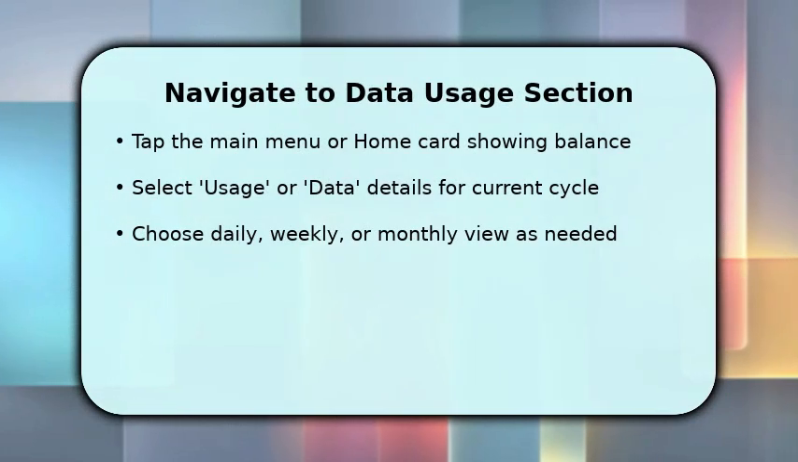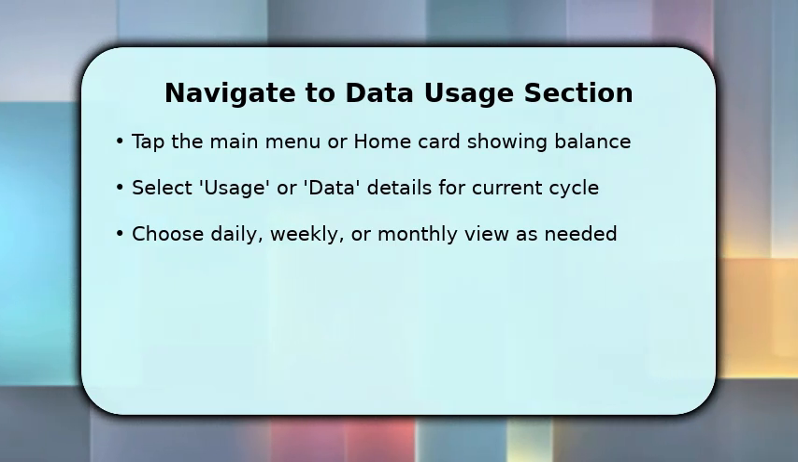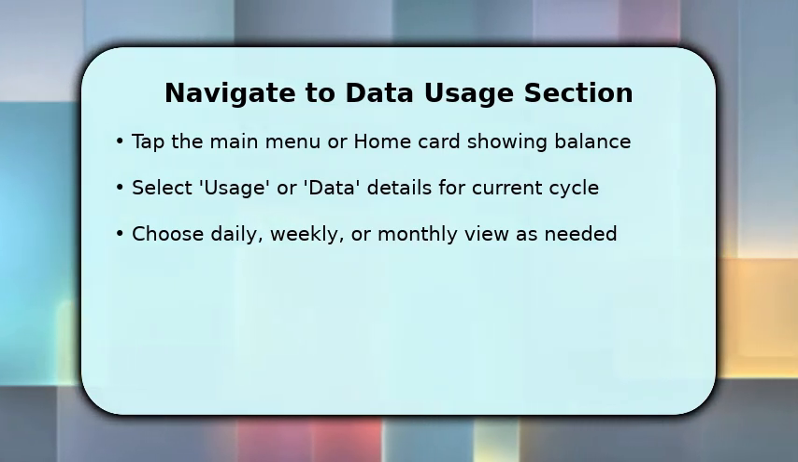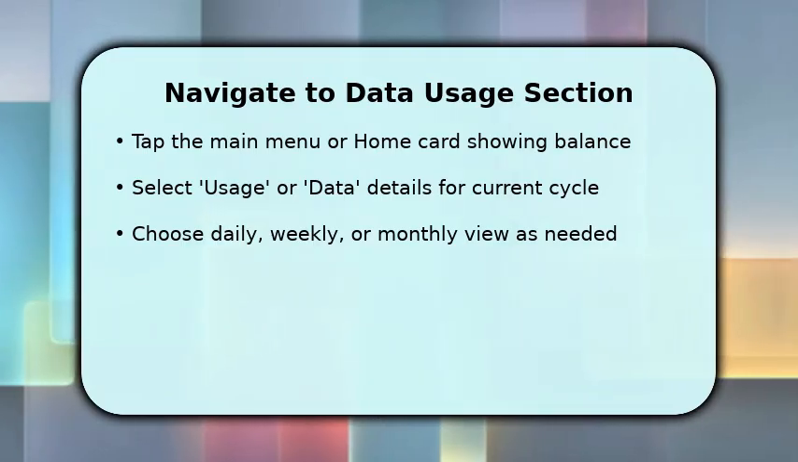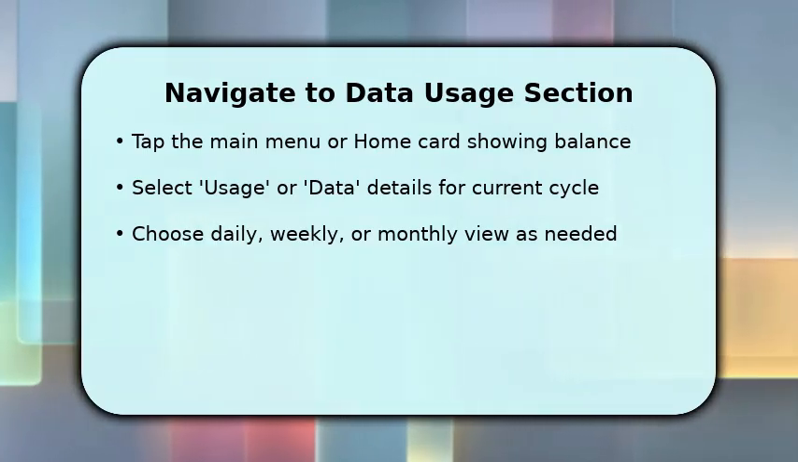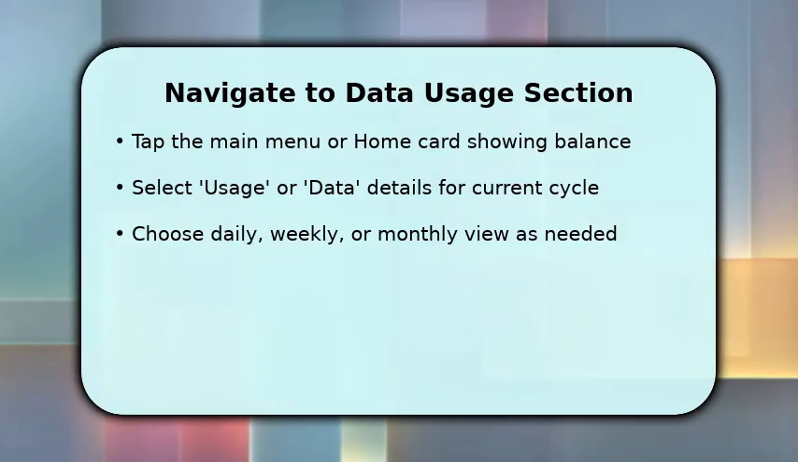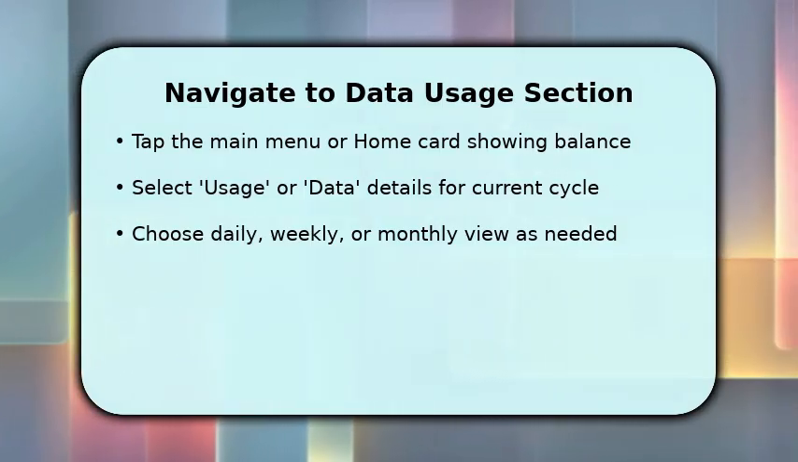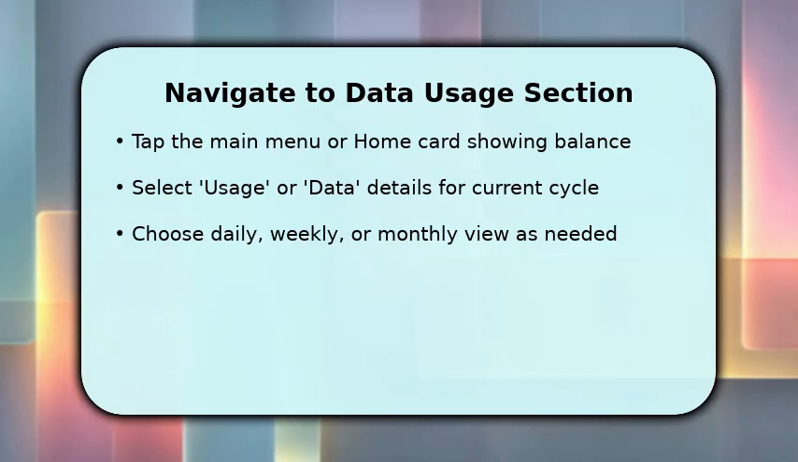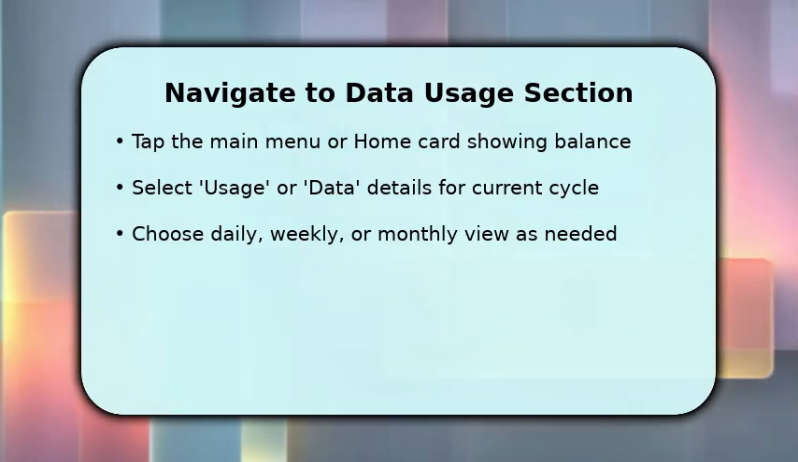Once the dashboard appears, tap the home card or menu labeled Balance or Usage to access data details. You'll see options such as Data, Calls, and SMS. Select Data to open usage breakdowns. Then choose a time frame, daily, weekly, or monthly, to filter the view. This helps you spot spikes or steady consumption.